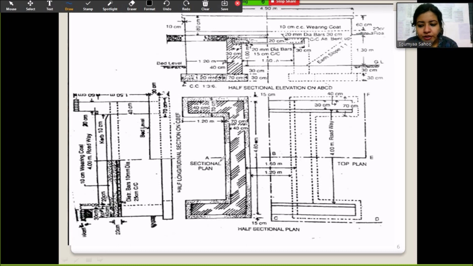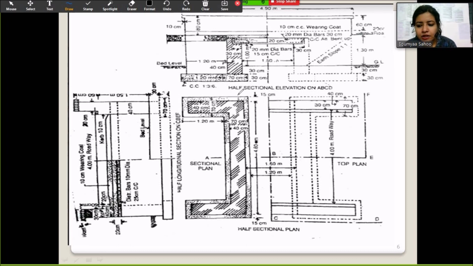Students, look at the plan, and here you can see 70 centimeter or 700 mm is the width of the trench. Okay, here it is the width of the trench, and we are having an offset of 15 centimeter or 150 mm.